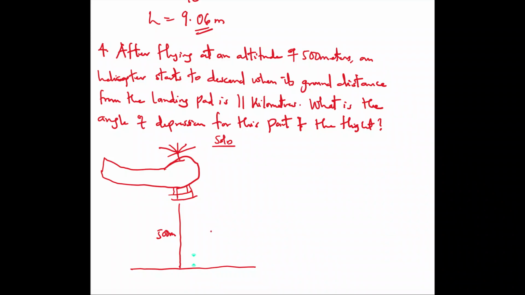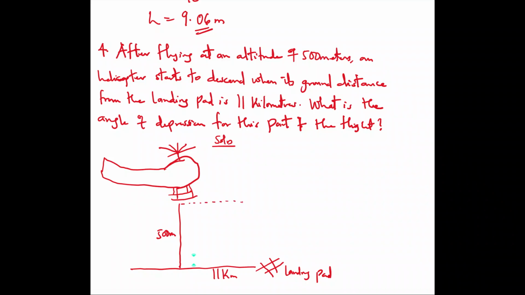Okay, and it says it starts to descend when its ground distance from the landing pad is 11 kilometers. Now let's say that this is where it's going to be landing. So let's say this is the landing pad, and the ground distance from the landing pad is 11 kilometers. So this side is 11 kilometers.